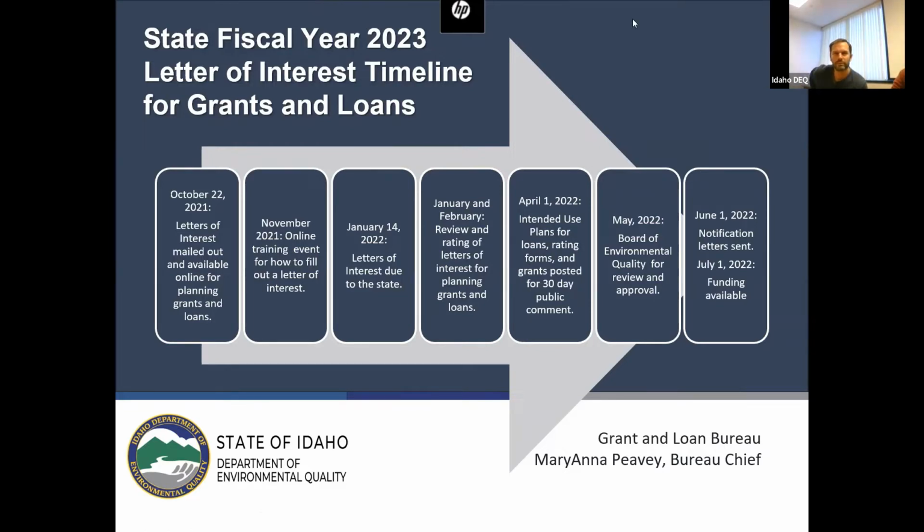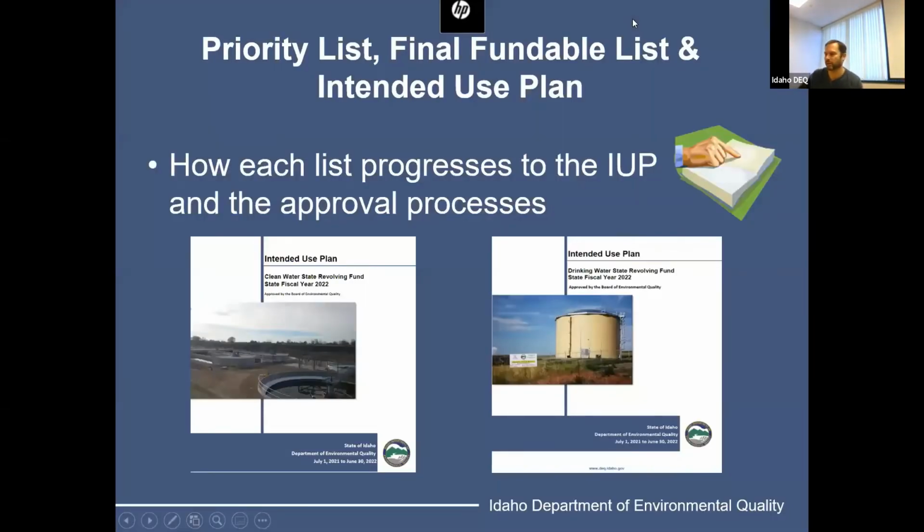Hello, everybody. My name is Charlie Parkins. I am the grant and loan coordinator for the program. And I wanted to dive in a little bit deeper on the grant priority list and the IUP and how that's all formed and all that kind of stuff. As Bonnie mentioned, after we get the LOIs, we rank them.